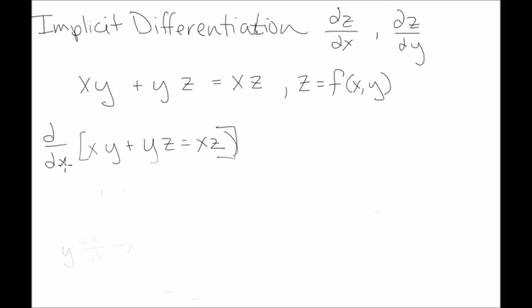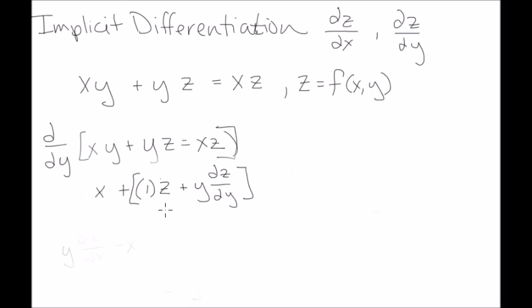Now to find the partial with respect to y, it's basically the same process. I'm just doing it with respect to y instead of with respect to x. So I look at the first term. I treat my x as a constant. The derivative of y is 1, so I'm left with just the constant x. Here, both y and z are functions of y, so I need to use the product rule. I'm going to get the derivative of the first term, 1, times the second term unchanged, plus the first term unchanged times the derivative of the second term.